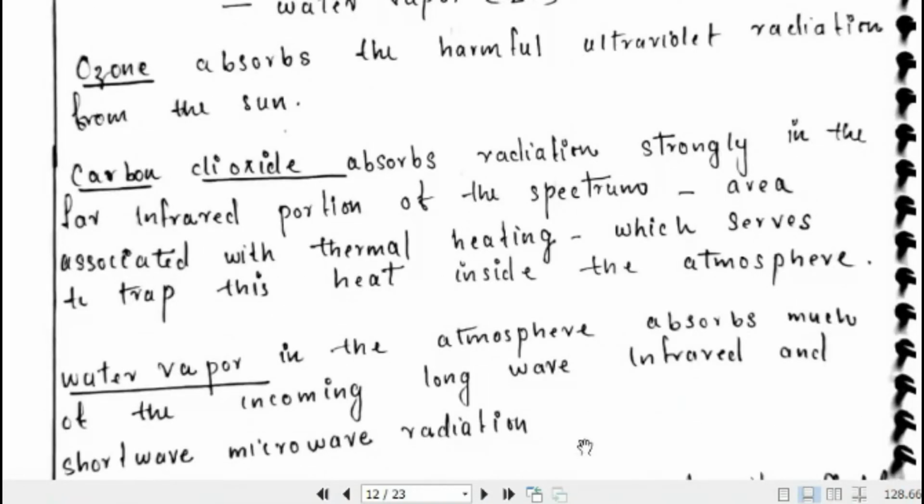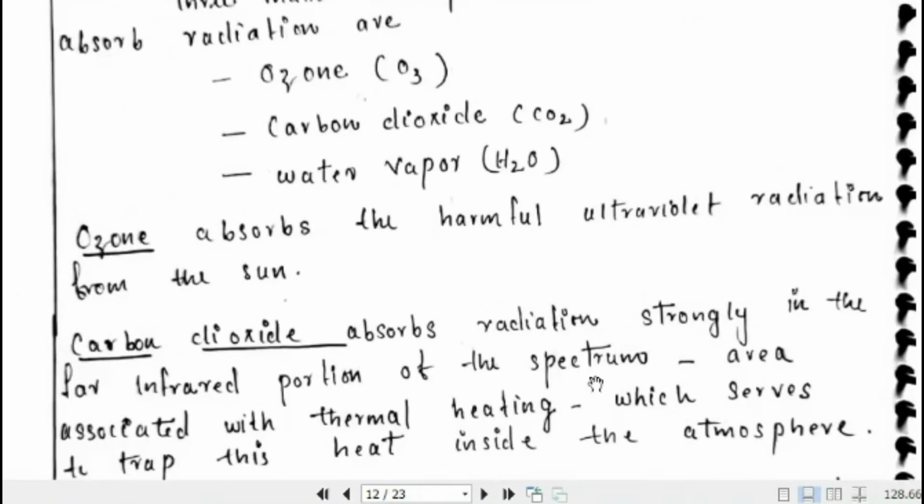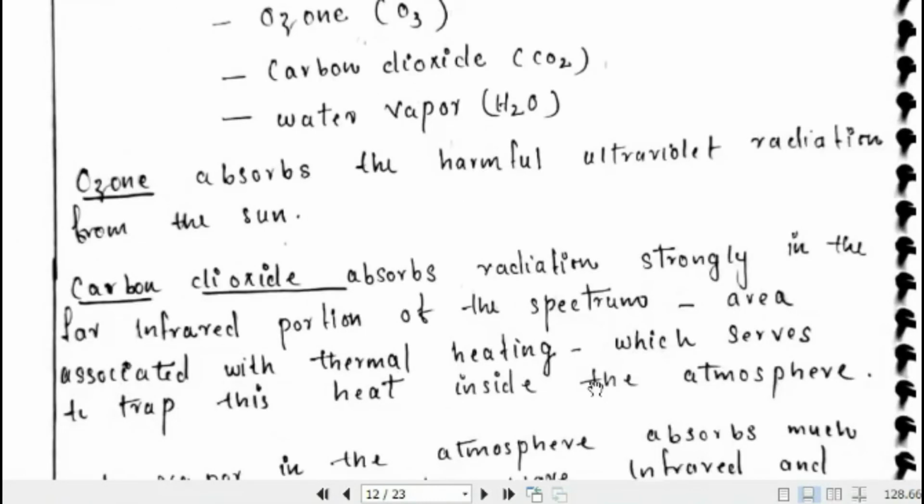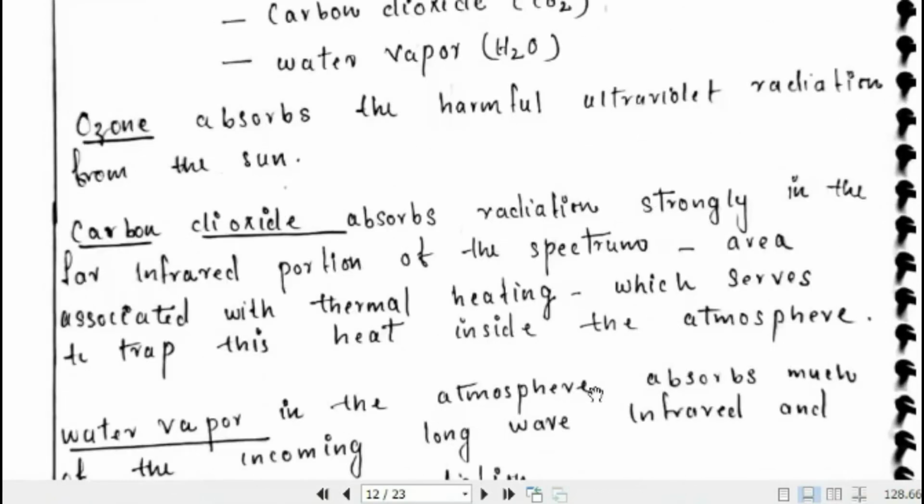So while looking into these components, you might get the idea that because of their presence, most of the infrared rays or heat energy is not coming into the atmosphere, because most of the heat energy is getting absorbed by the water vapor and the carbon dioxide. And also the ozone layer is protecting the earth's surface from the harmful ultraviolet radiation.